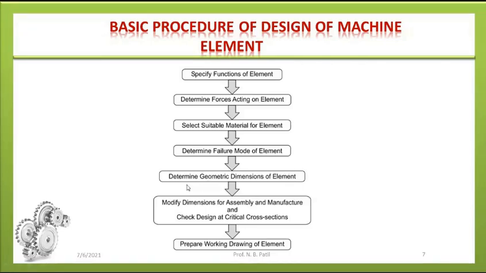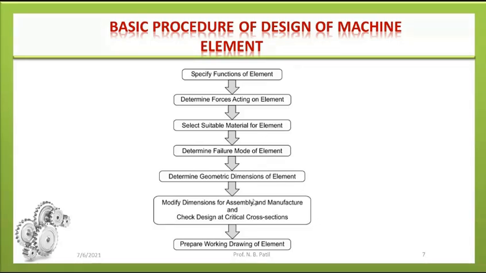Then determination of geometric dimensions of the element. Depending upon the failure mode, you have to find out the dimensions. Let's say for a bearing, outside diameter, inside diameter. Bearing is a standard element, so you may select it from the standard charts. For design of keys, what is the length of key, the height of key, the width of key, you have to determine depending upon failure mode. Once we identify the failure mode, you will design it so that it will not fail in actual working condition.